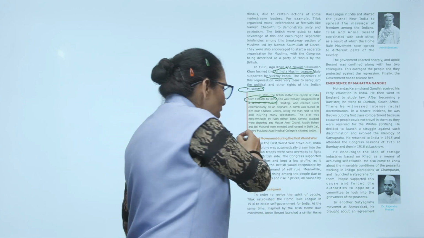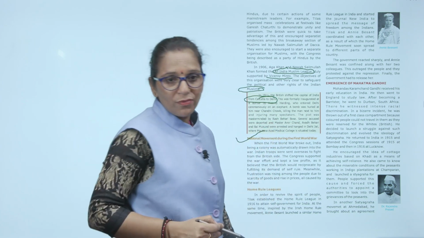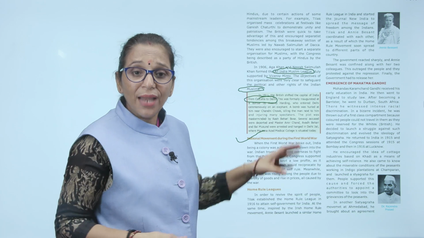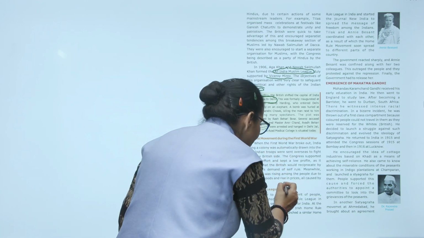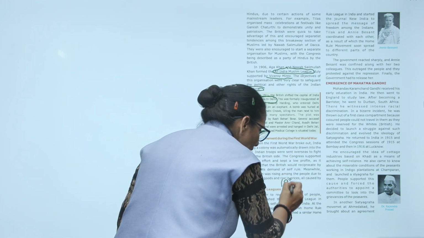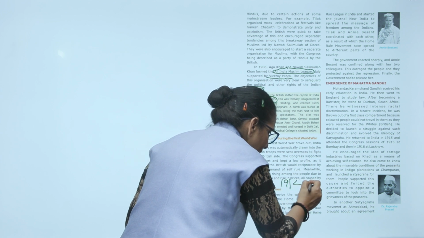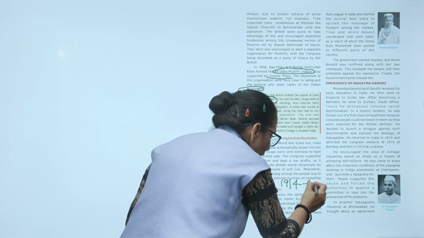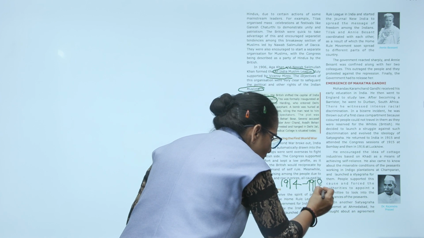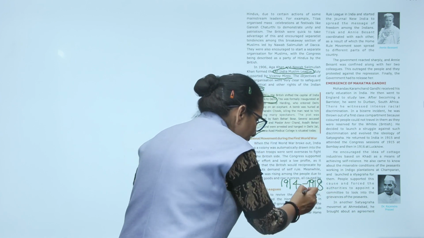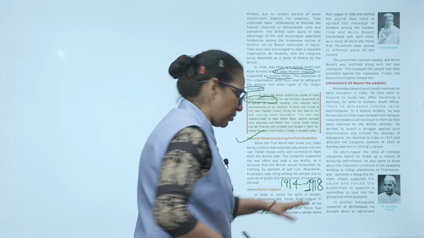Now, the national movement during the First World War. When did the First World War happen, beta? 1914 to 1918. That is the time period of World War I. This is one to remember, beta, 1918.